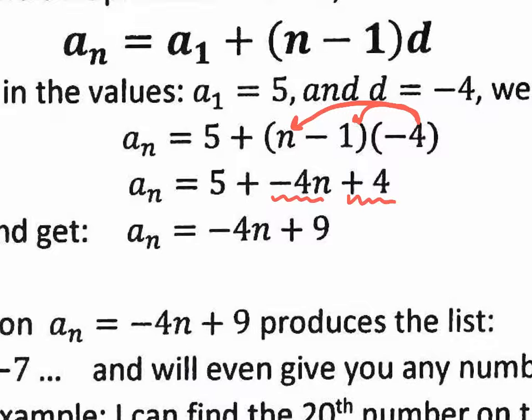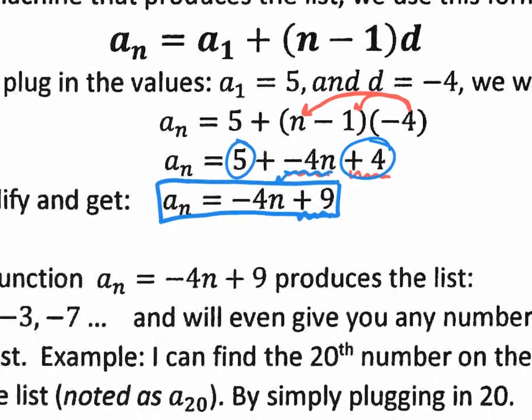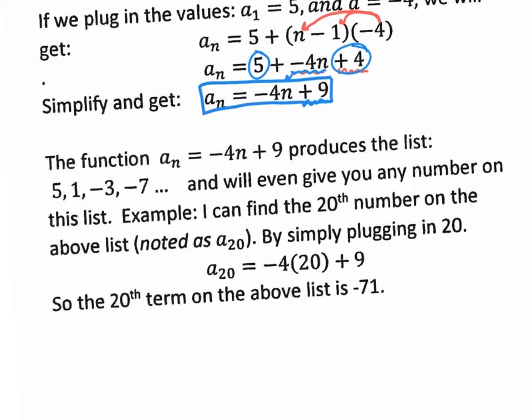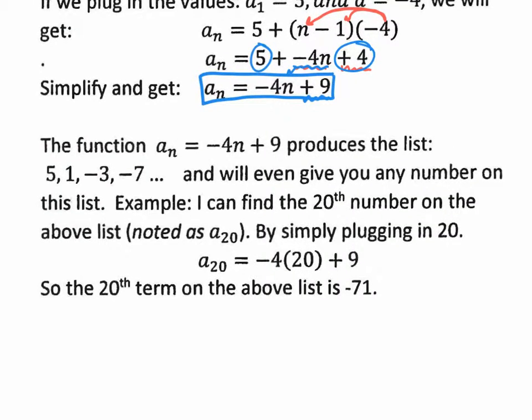And then after that, I needed to combine like terms, so I combined the numbers with the numbers. 5 plus 4 is 9, and the negative 4n just came straight down. So ladies and gentlemen, this is the machine that produces the above list. And that's what I explained down here, that the function negative 4n plus 9 produces this list. If you don't believe me, check it out.